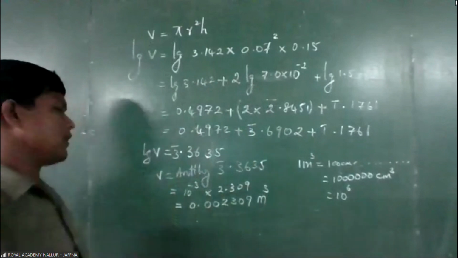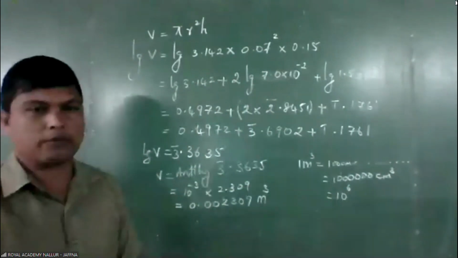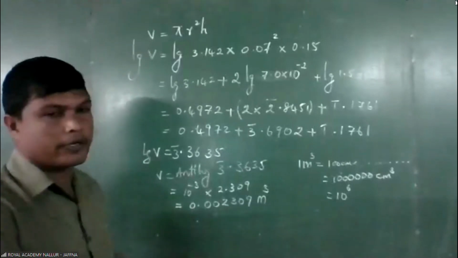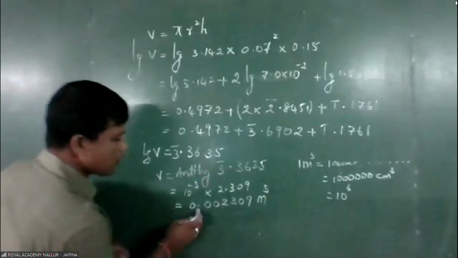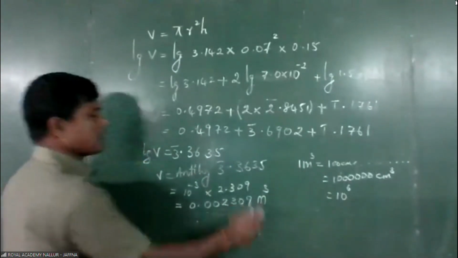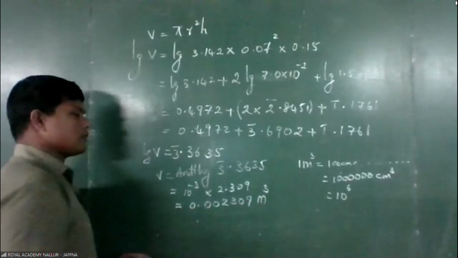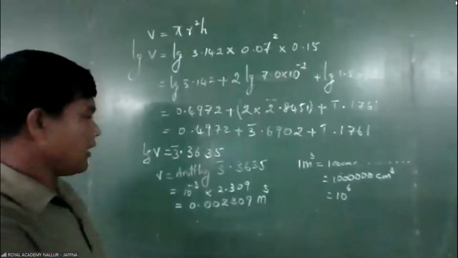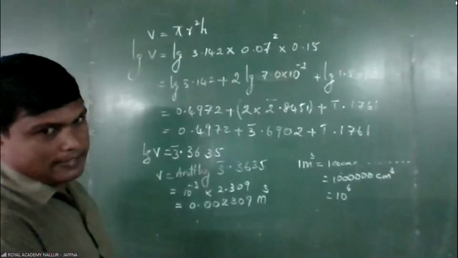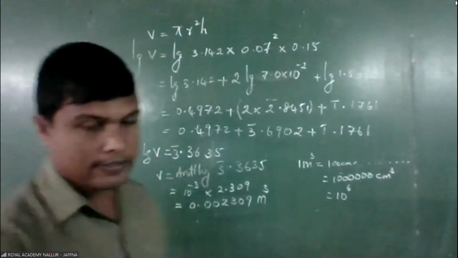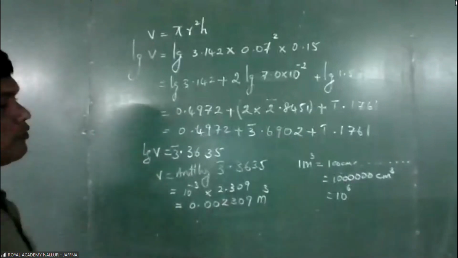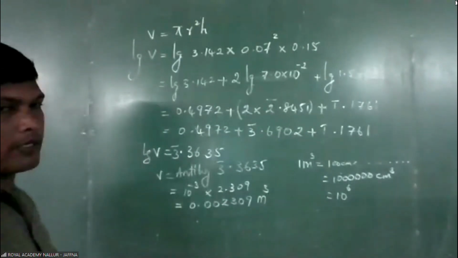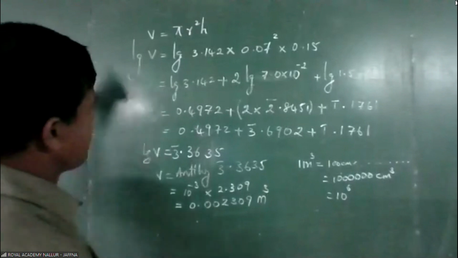That means if you want to convert this cubic meter into cubic centimeter, you have to move the decimal point 6 places to the right. So 2, 4, 6. So straight away you can write 2309 cubic centimeters like that. But no matter, you can keep this answer in the same form also. Then if you are asked to express the answer in cubic centimeters, you can convert it.